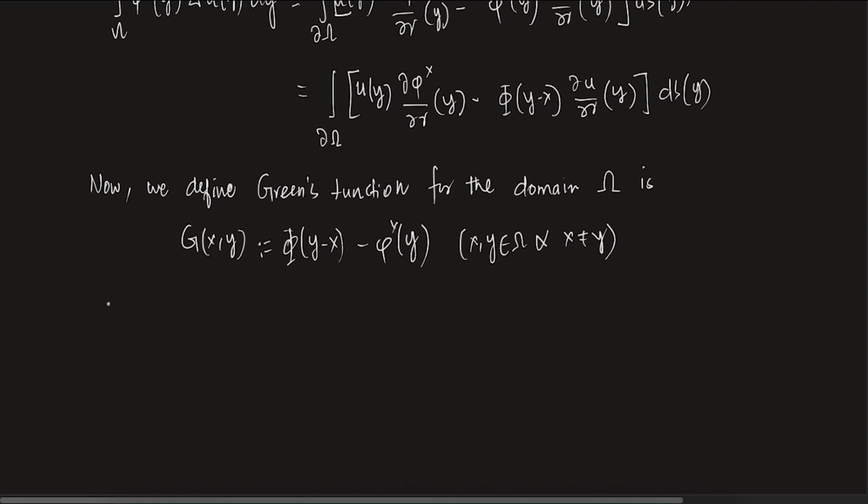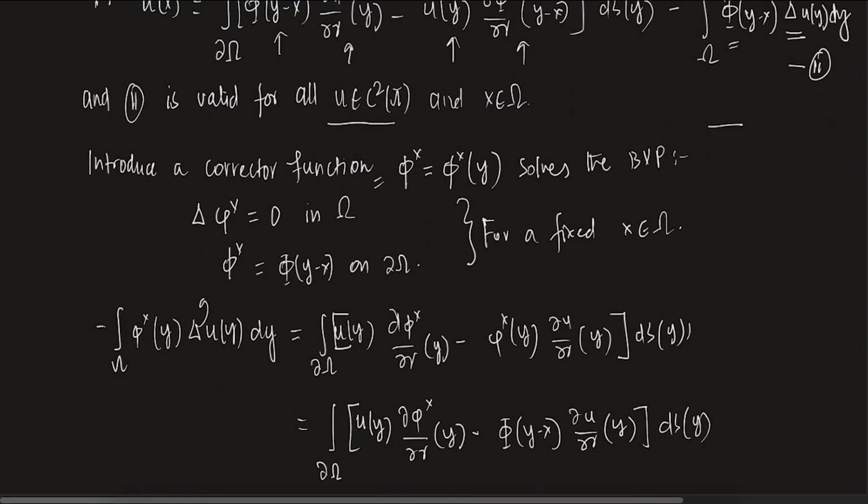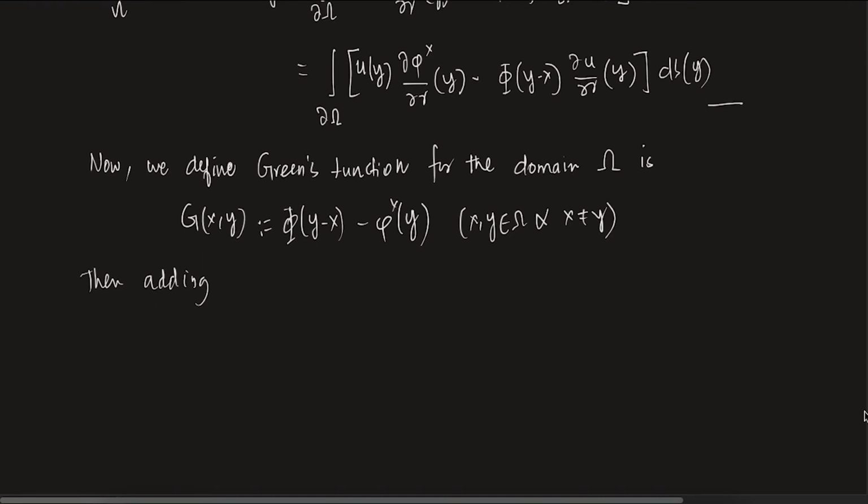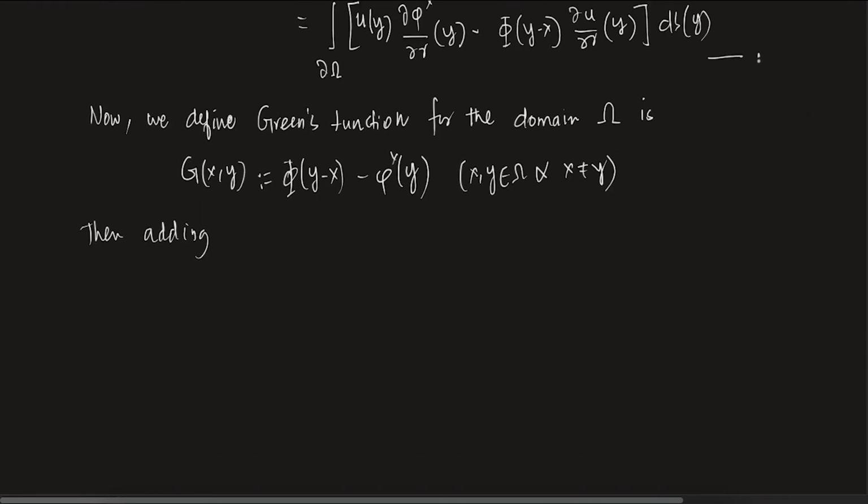Now once you define this, let's call this one 2 and this one 3. Adding 2 and 3, what do we get? We get u(x) equals minus the integral over the boundary of u(y) ∂G/∂γ.